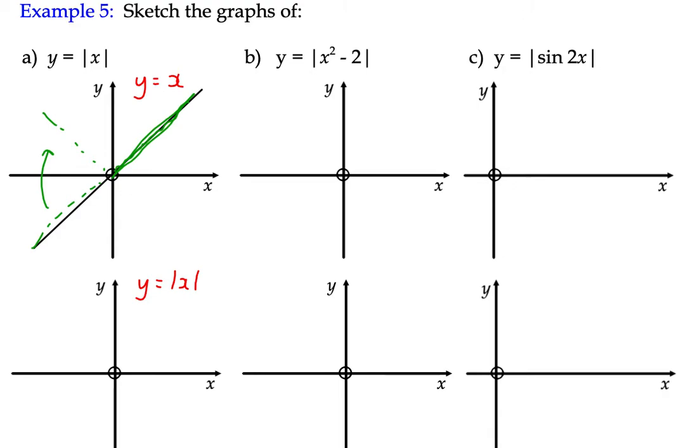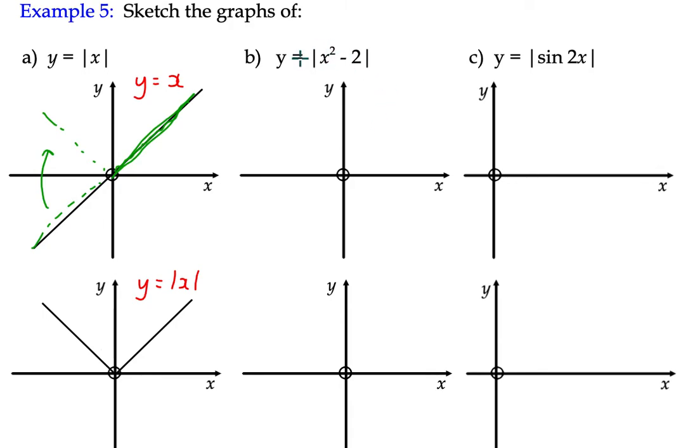So when I actually draw my final answer, I'm not doing it on that graph, I'm going to do it down here. So this part stays the same, but the bit for x less than 0, it's going to go up like that, and that's going to be my final answer.